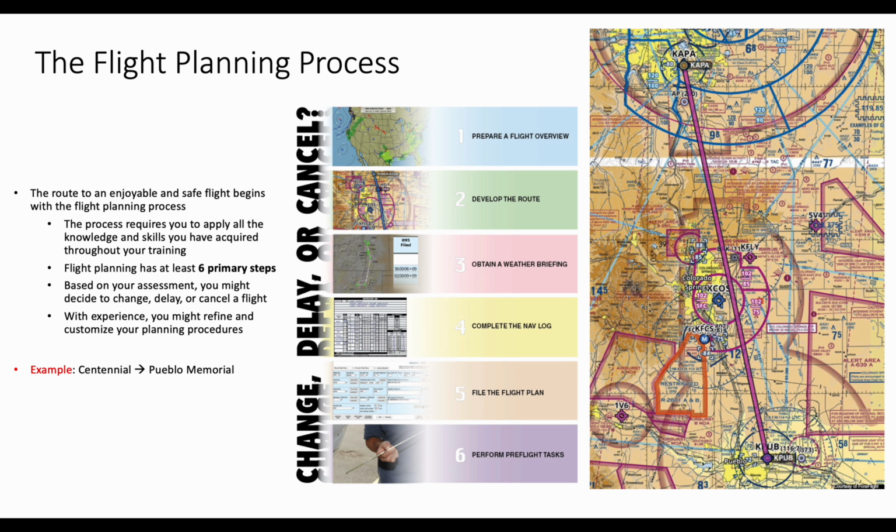Just as an overview, the general flight planning process includes a few steps. First thing you want to look at is prepare a flight overview, and we're going to go over all these steps individually, but just to introduce it here. Step number 2 would be developing a route, then obtaining a weather briefing, completing a nav log. We're not going to have time in this class to go over a complete nav log. That's going to be something reserved more for one-on-one instruction with your flight instructor. It's more of an introduction as to what goes into that. Then filing a flight plan, how to do that, and who you contact for filing that flight plan, and then performing your pre-flight tasks.